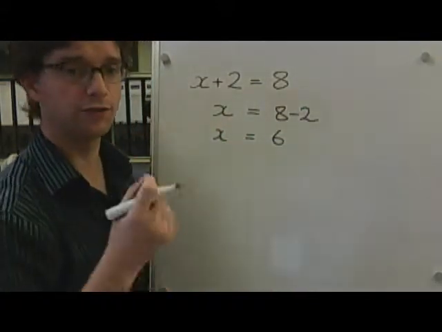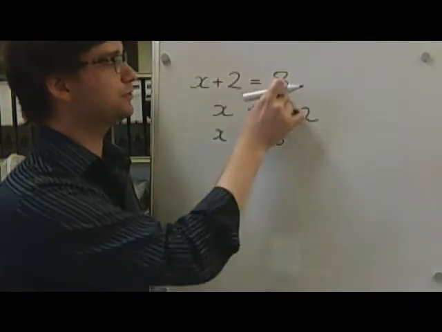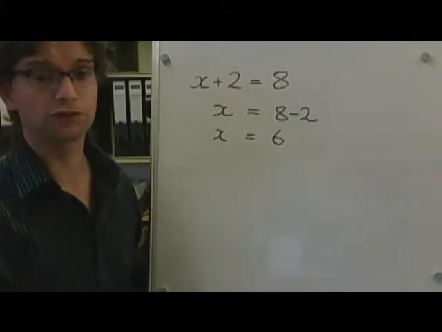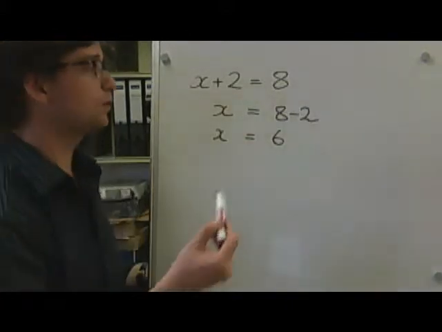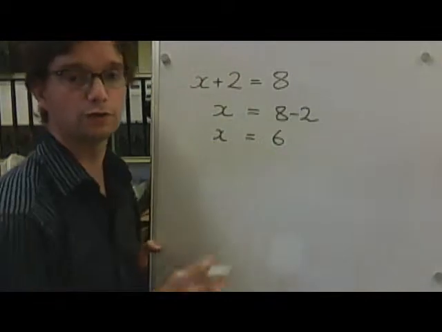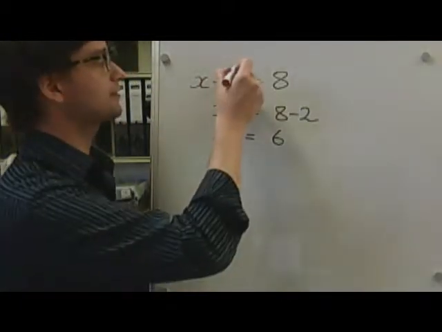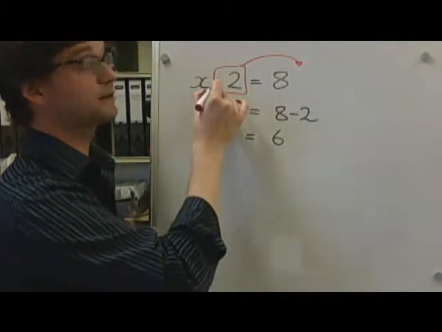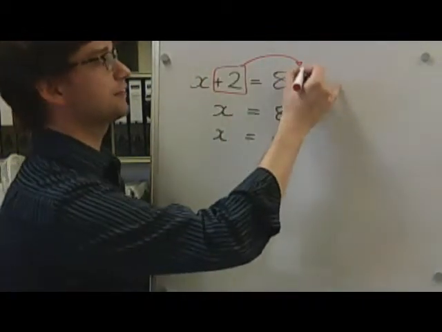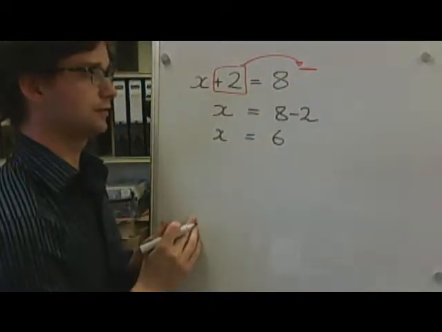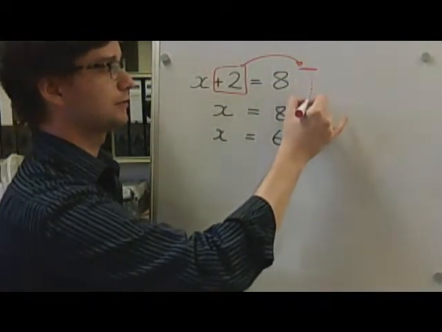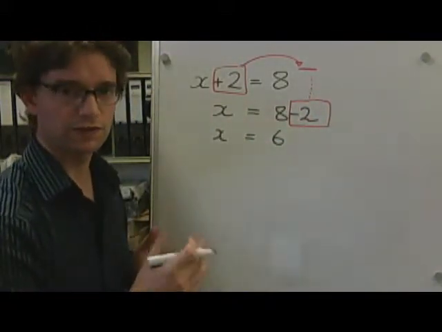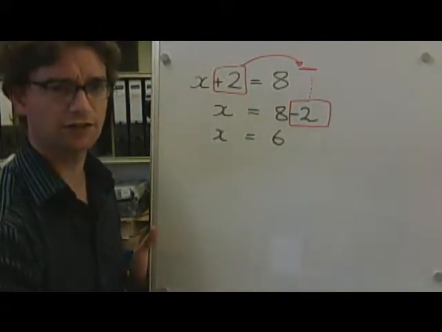So what you've done is you've thought to yourself, if x plus 2 equals 8, then x has got to equal 8 minus 2. And there are lots of ways to describe this. One way is to say that you are subtracting 2 from both sides. The other way is to say that you're taking this plus 2 and moving it to this side and making it a minus. So it becomes minus 2. We sometimes call that change side, change sign.